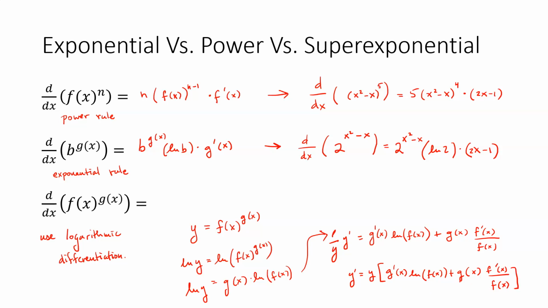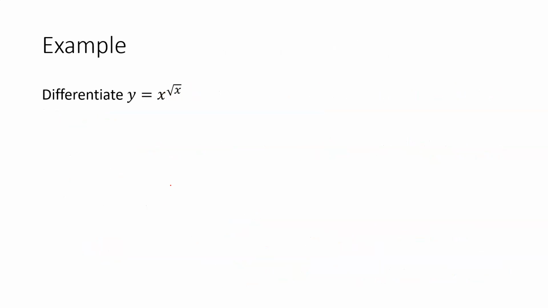Okay, so it's a little bit more complicated, but notice just applying this logarithmic differentiation technique allows us to solve this case when we have a super exponential function. Let's practice this idea with a function of the form x to the square root of x power. So now you see we've got a variable expression in the base and a variable expression in the power. So we'll start by applying natural log to both sides of the equation.